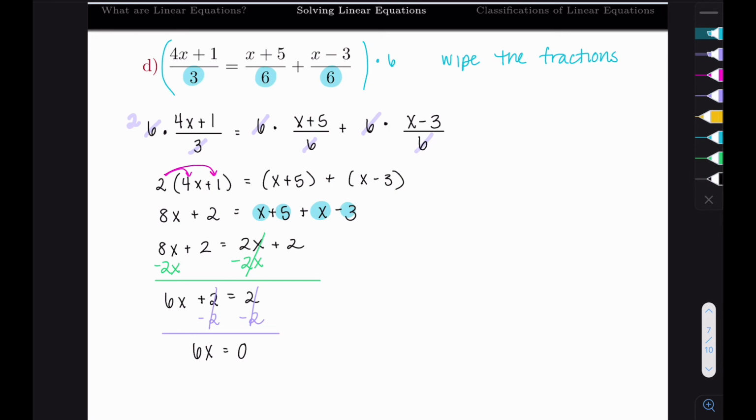So we still keep going from here. We can divide by 6 to get x on its own. And that finally leaves us with x equaling 0. That is our solution. And again, you could plug it back in to check that it works out.